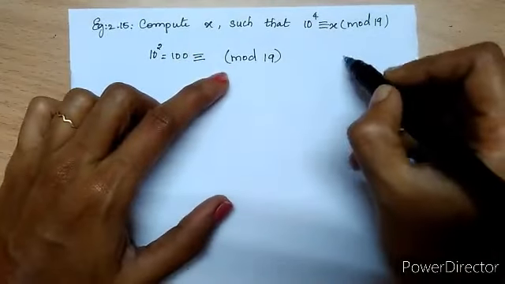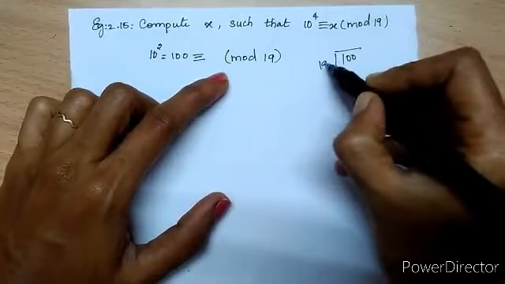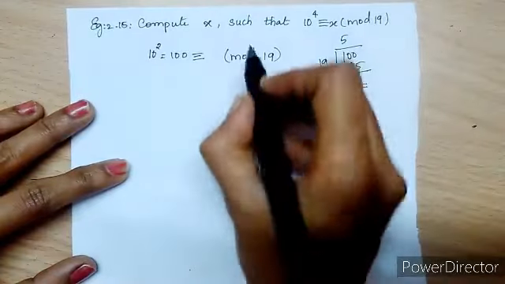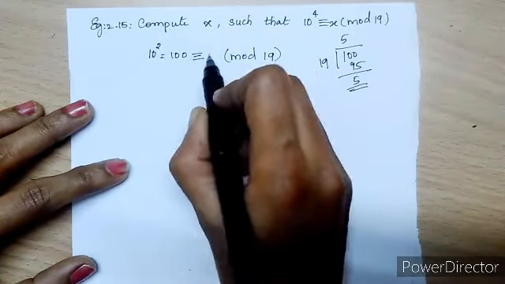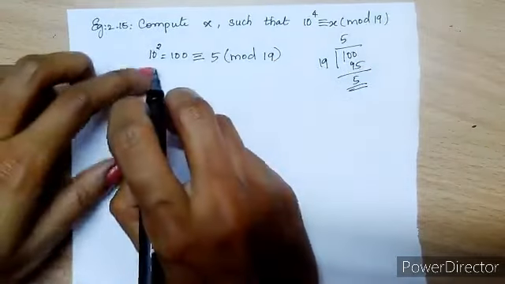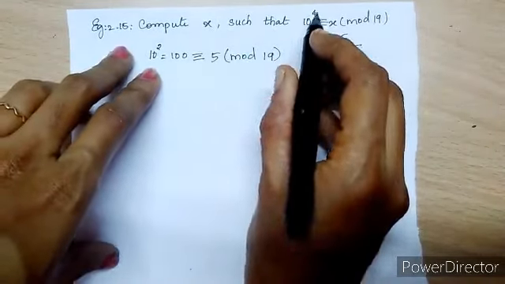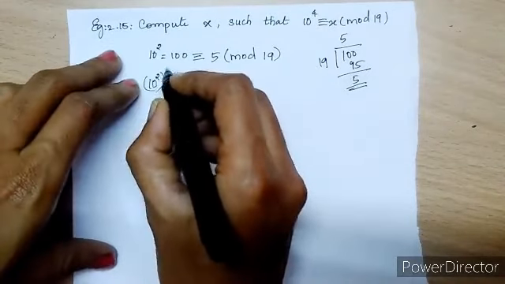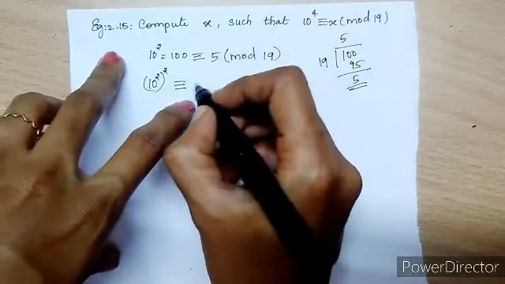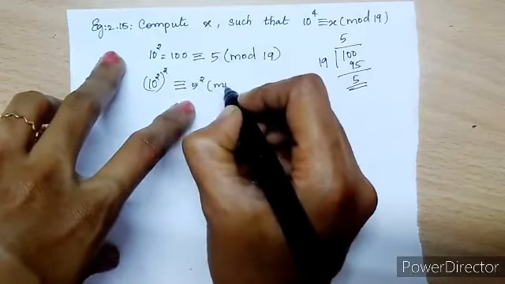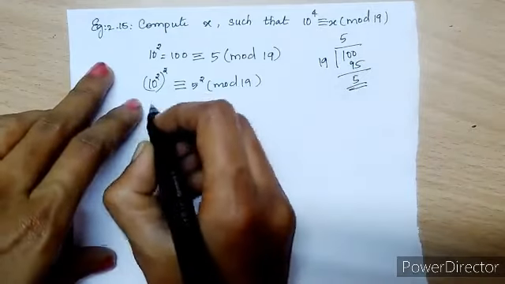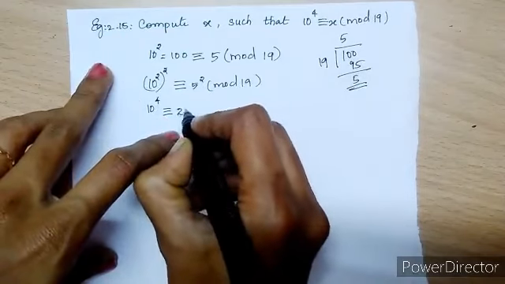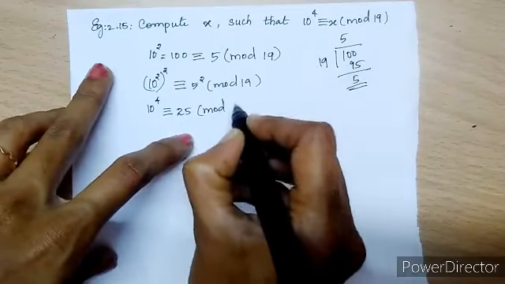Okay. So first divide 100 by 19. 5 19s are 95. Remaining 5. So here the remaining is 5. So 100 congruent to 5 mod 19. Here we have 10 power 4. So we have to square this. 10 power 2, the whole square, congruent to 5 square mod 19. So this is 10 power 4 congruent to, what is 5 square? It is 25. 25 mod 19.